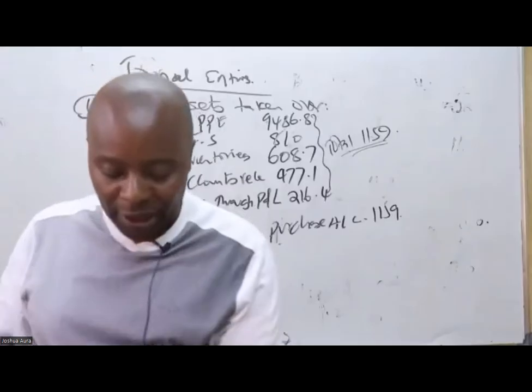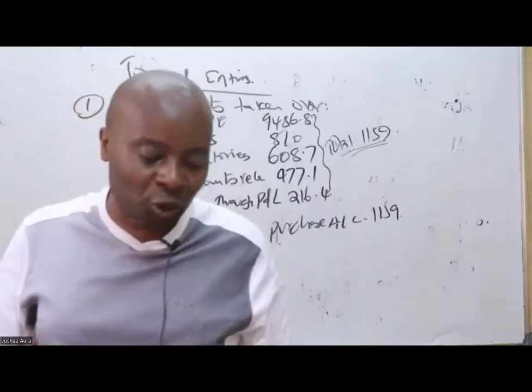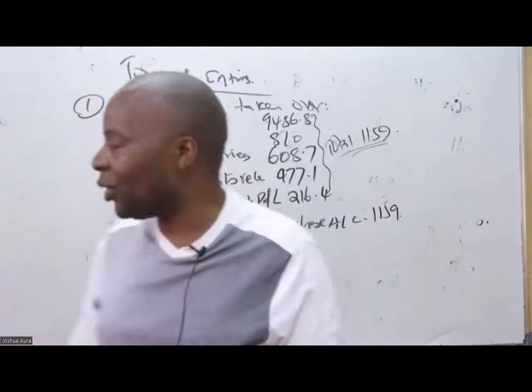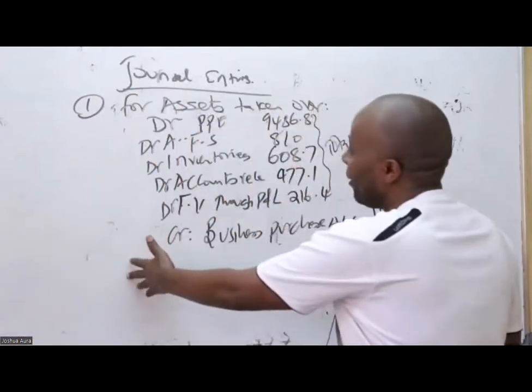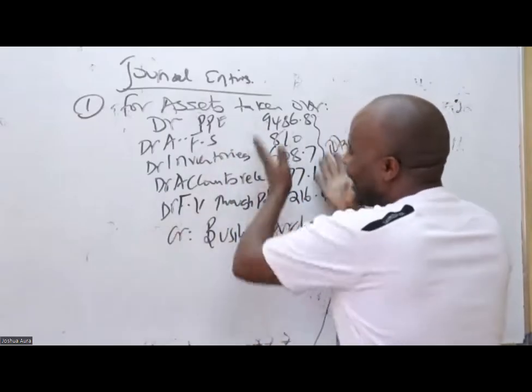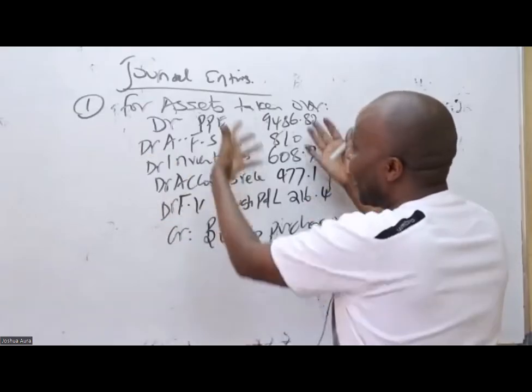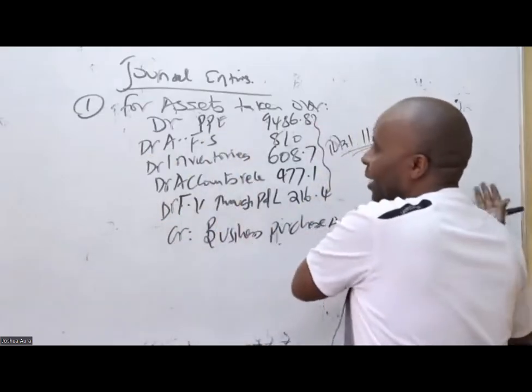Journal entries. So that is number one, for the assets taken over. Number two, for liabilities taken over. You can do a narration here, you can use your mother tongue. This is to record assets taken over. Every journal entry must have a narration: to record assets taken over by Zawadi Limited.